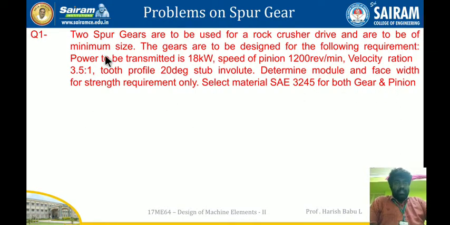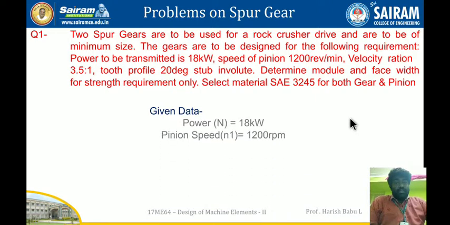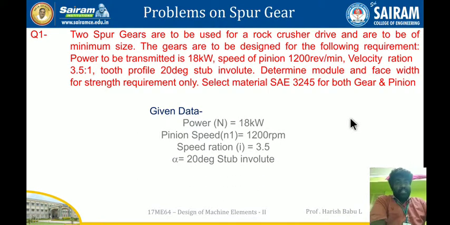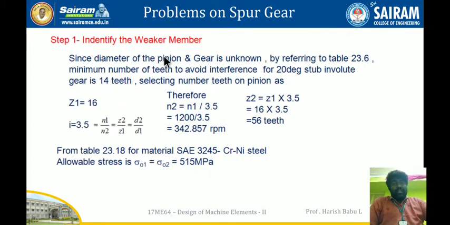So in this problem they asked only about the module and the face width. So we can start the design up to the third step. So what are the given data? Power is given as 18 kilowatts. Pinion speed is given as 1200 RPM. Speed ratio 3.5. Alpha, that is the pressure angle, is 20° stub involute. Material SAE 3245. Let us go for step 1, that is identifying the weaker member.